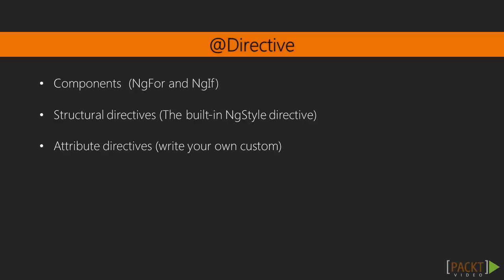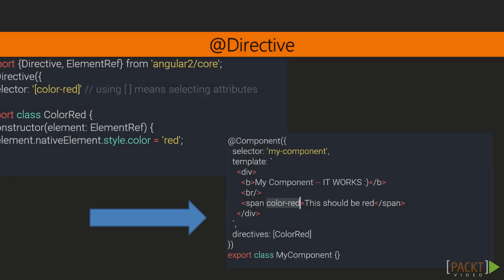Let's create an attribute directive to change the style of our component. We begin by importing some symbols from the Angular core. We need the Directive symbol for the @Directive decorator. We need ElementRef to inject into the directive's constructor so we can access the DOM element. After the @Directive metadata comes the directive's controller class, which contains the logic for the directive. We export ColorRed to make it accessible to our components.